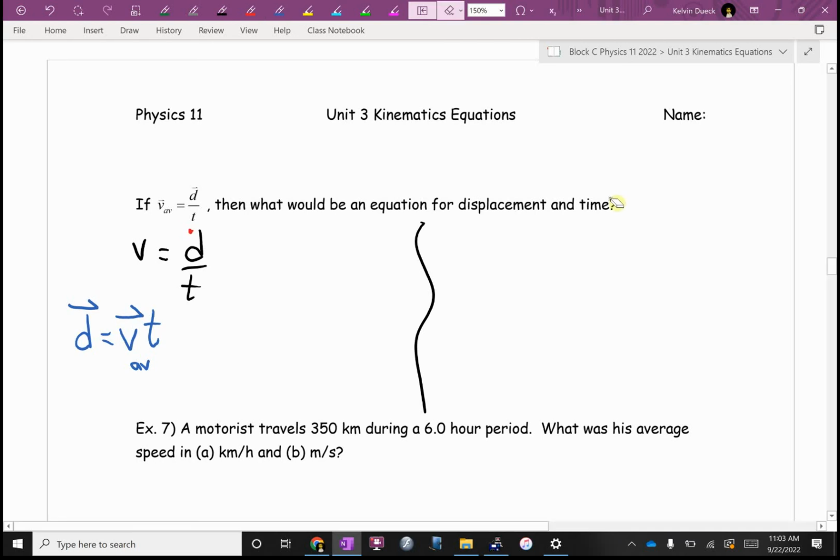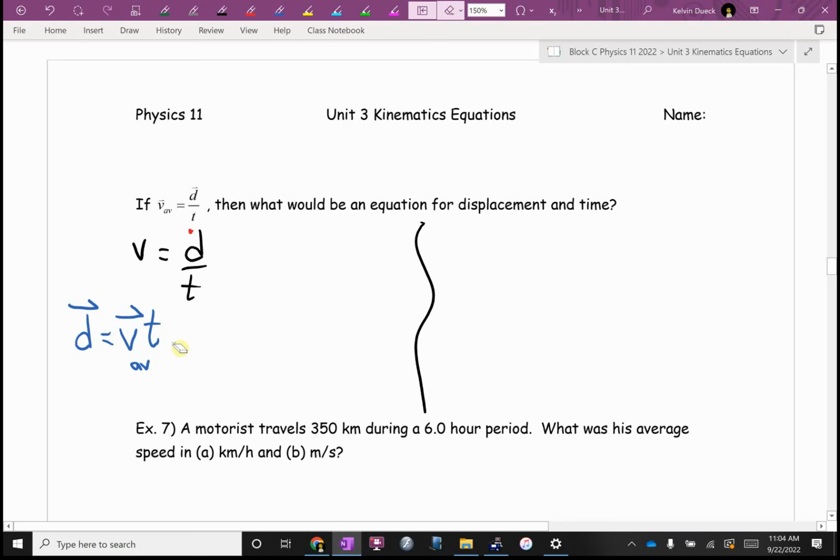Ooh, Amber, it also wants me to get time by itself. I would not use this equation, the black one, because where is the T in this equation? It's on the bottom. Doing math with numbers that are on the bottom is yucky. I would choose an equation that has the T on the top, like this one.